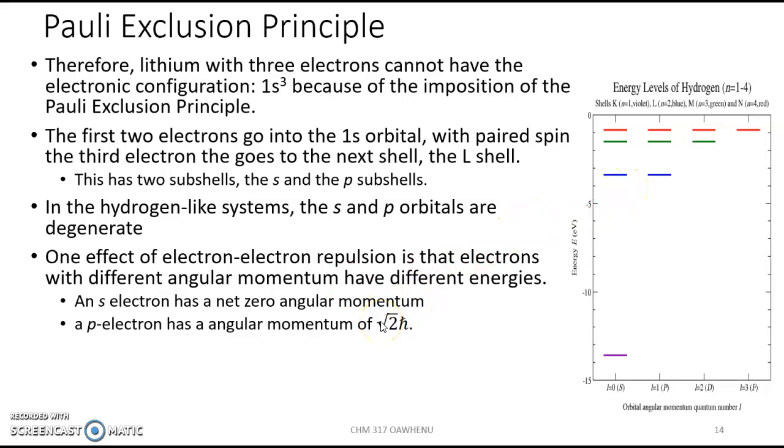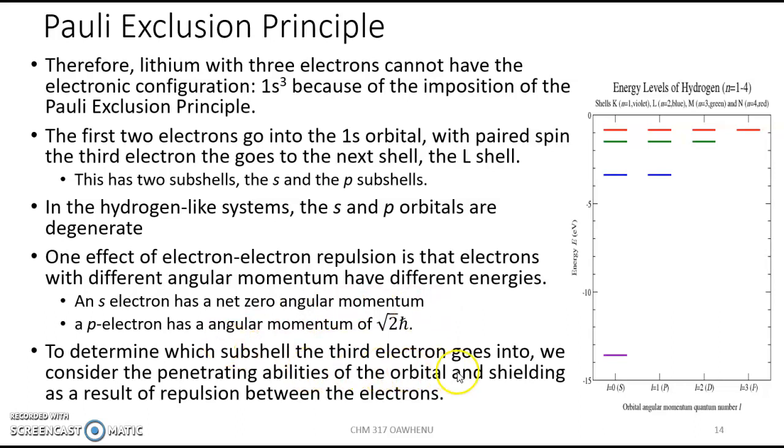Which one is lower in energy? We will consider that with the penetration effect. The one that has lower energy is the one the electron goes into. To determine the subshell which the third electron goes into, we need to consider the penetrating abilities of the orbitals and shielding as a result of the repulsion between the electrons.